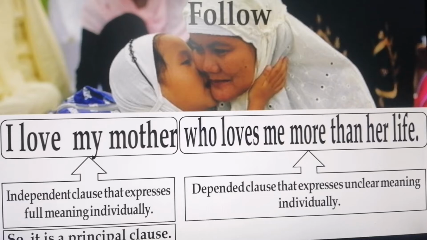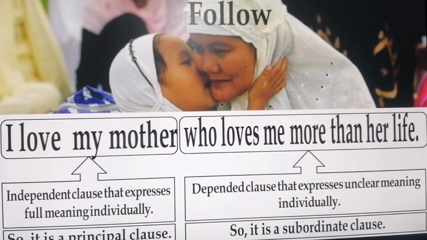So it's a principal clause, I love my mother, and it's a subordinate clause, who loves me more than her life. So we can clearly say that the clause which can express its meaning individually is called principal clause, and the clause that can't express its meaning fully or that expresses unclear meaning is called subordinate clause.